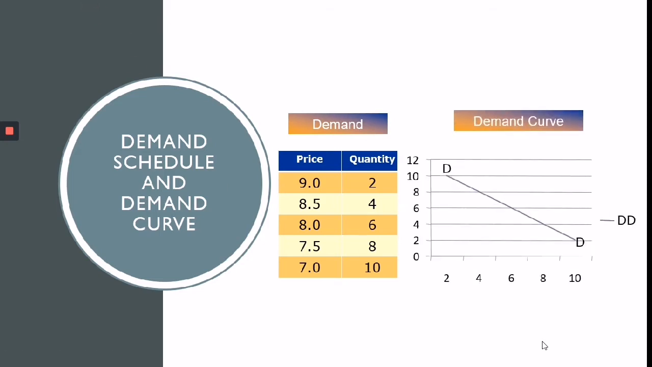In order to draw the demand curve, we have to draw the y-axis and x-axis. Y-axis for price, x-axis for quantity. And we can start to plot the data on the graph. Therefore, you will get the downward sloping demand curve.